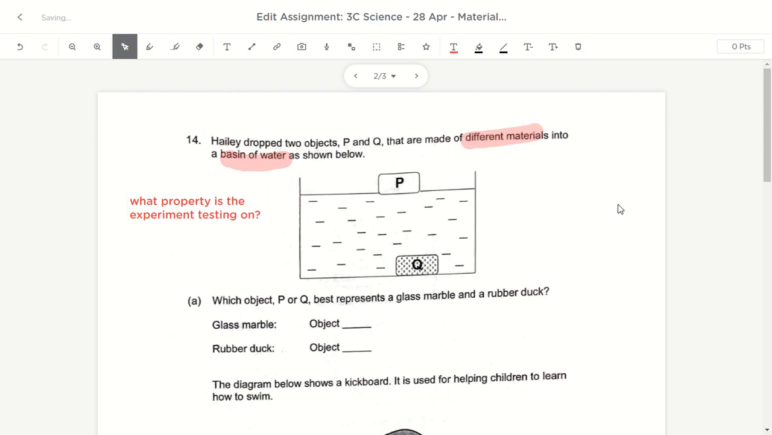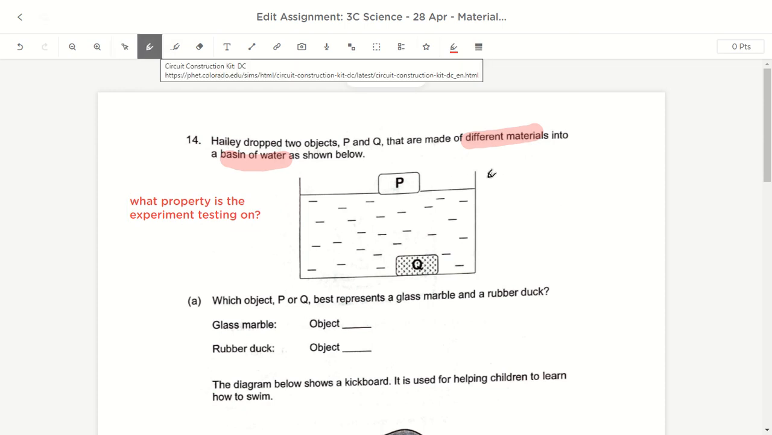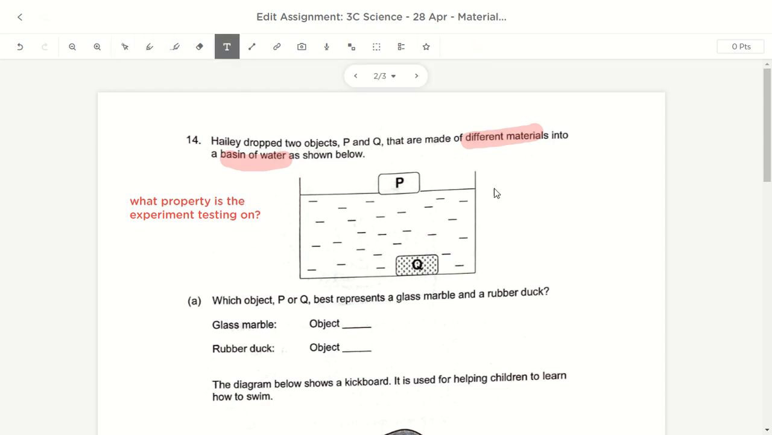So I dropped two objects into a basin of water. One sinks, one floats. So knowing that this is the experimental setup, what property am I testing on? That's the most important thing. And then, knowing this diagram over here, tell me what, from the results that you see, because this is actually the result already, the result after you put it into a basin of water. So from the results, what can you say about P and Q?